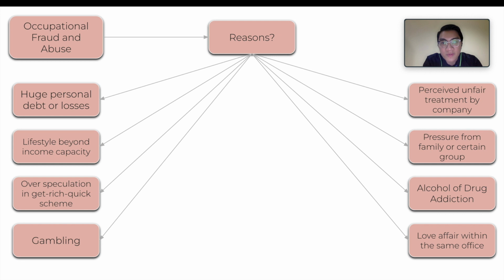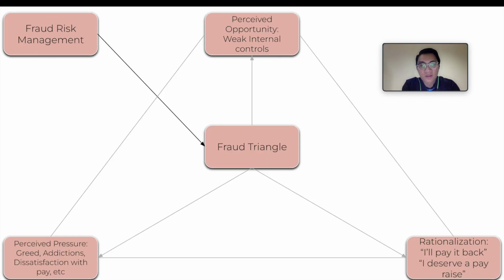There are also several reasons for occupational fraud and abuse. The first one is huge personal debt or losses. Second is about lifestyle beyond income capacity. And after that, we have over-speculation in get-rich-quick schemes, because people just want to get rich quickly, and gambling, etc. And this one is about the fraud triangle.